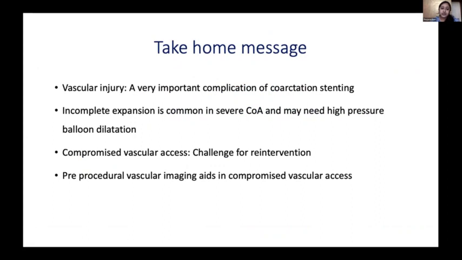Our take-home messages from this case were that vascular injuries are very important complications of coarctation stenting. Incomplete expansion is common in severe coarctation and may need high-pressure balloon dilatations. Compromised vascular access is a challenge for re-interventions, and pre-procedural vascular imaging aids in planning for compromised vascular access.